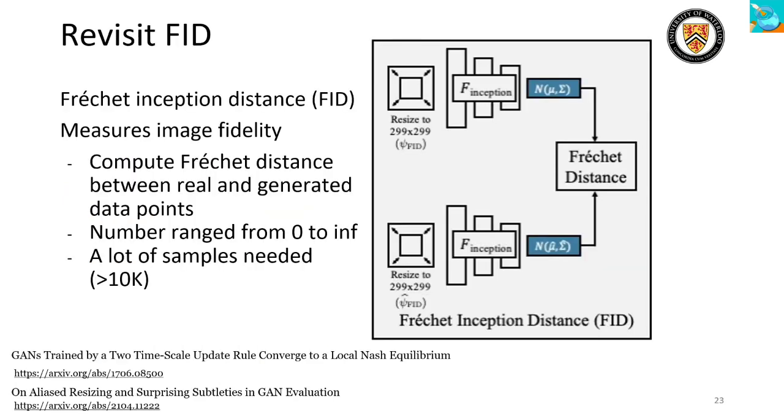So just to revisit those basic image generation metrics, FID, also called Fréchet Inception Distance, measures the image fidelity of a model. It computes some kind of distance between the real and generated data point distributions, and the distance will be a value ranging from 0 to infinity.